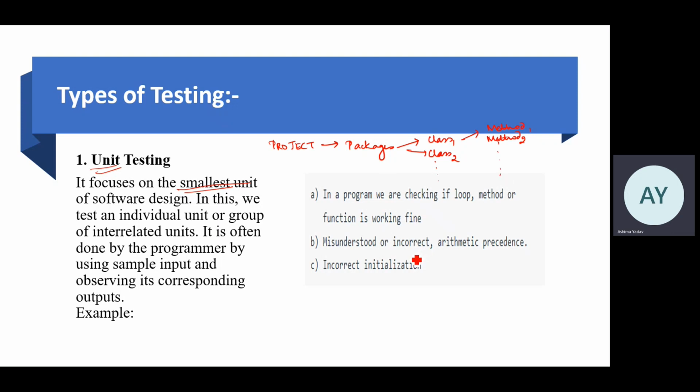Now, if you see here, the smallest unit is, let's say, a method. So the smallest unit that I want to test here is a method. So this is a unit here.